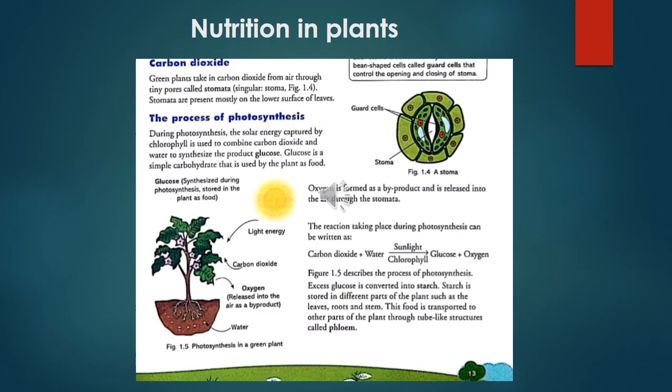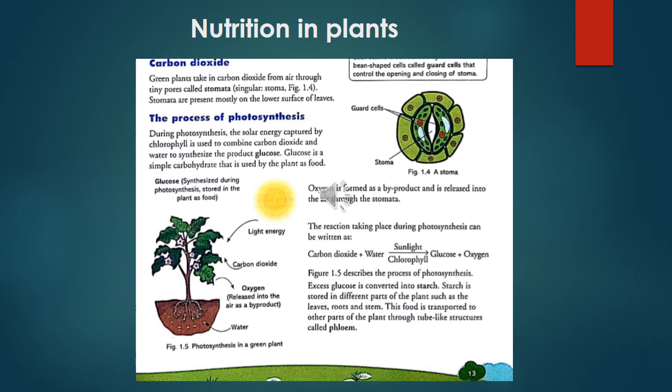So the process of photosynthesis, we can say this way. During photosynthesis, the solar energy captured by chlorophyll is used to combine carbon dioxide and water to synthesize the product glucose. Glucose is a simple carbohydrate that is used by the plant as food. Oxygen is formed as a byproduct and is released into the air through the stomata.